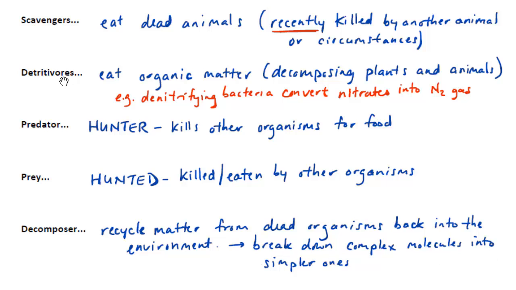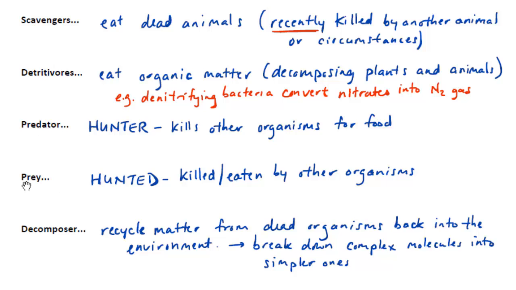But then the detritivores take the organic matter that was produced by the decomposers and they convert it all the way back to the starting point. So for example, denitrifying bacteria would be considered detritivores because they convert the nitrates in the soil or nitrates from the decomposing animals back into nitrogen gas. So detritivores are kind of the end of the road.